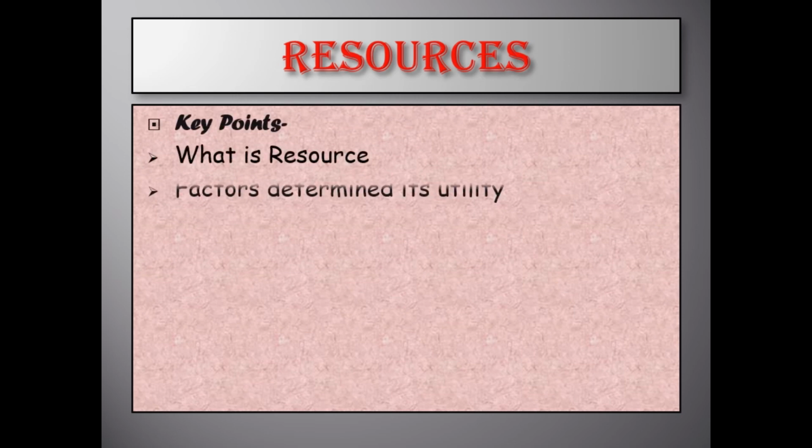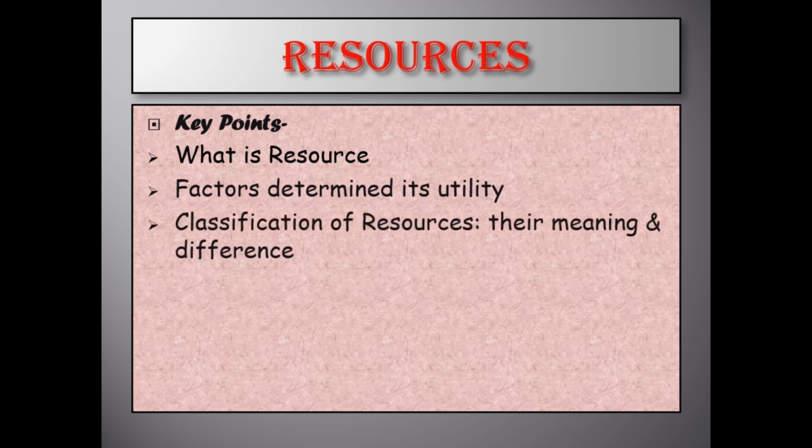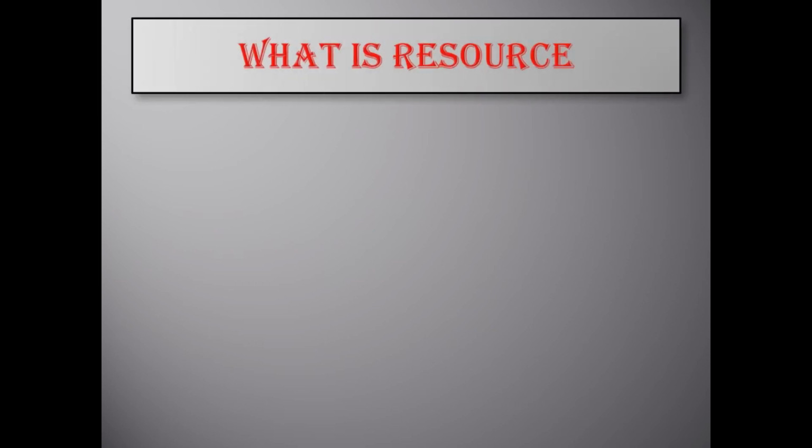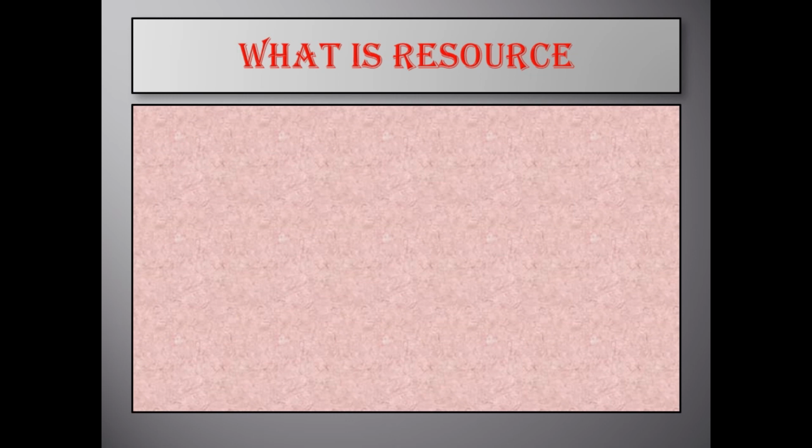Chapter Resources. In this chapter, the key points we will learn about are: what is resource, factors determine its utility, classification of resources, their meaning and difference, resource conservation, sustainable development. The last we will learn about is sustainable development. So let's first go for the meaning of resource. What is resource? Let's go for the definition.